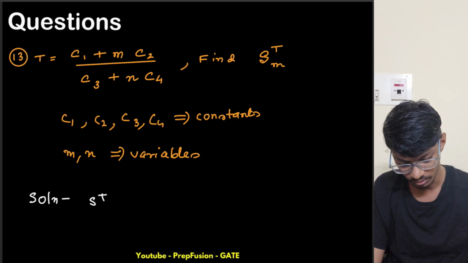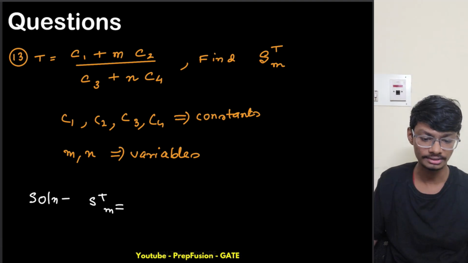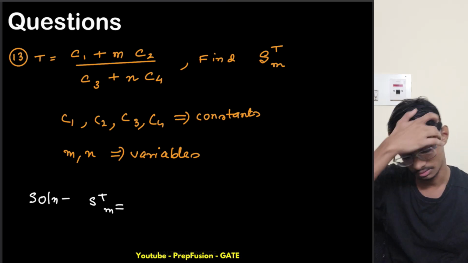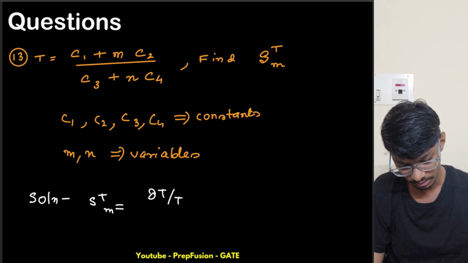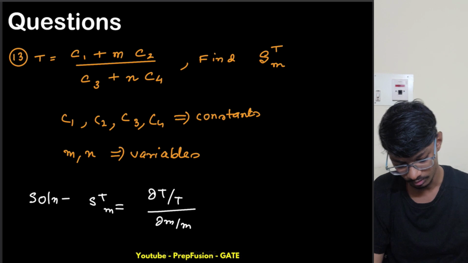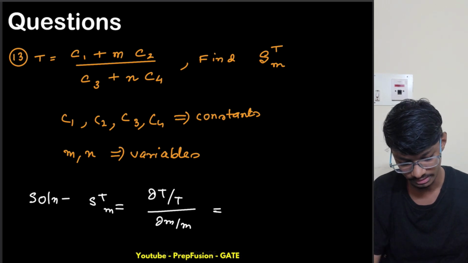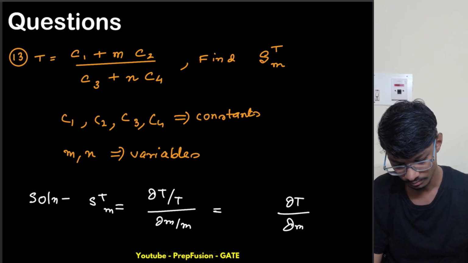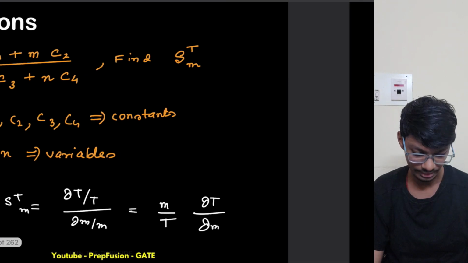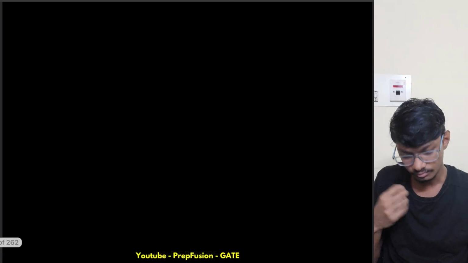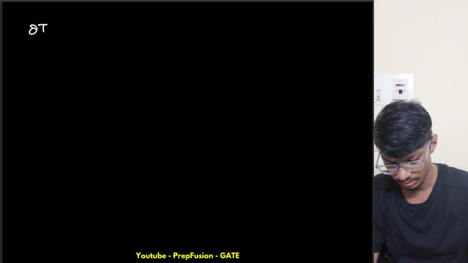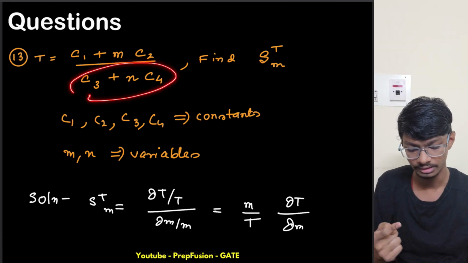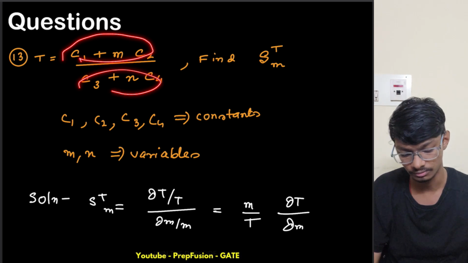Simply write the formula again. I'm doing this slowly, but once you get the gist of it, you should do it in a fast manner. So this is delta T upon T by delta m upon m, which is delta T upon delta m times m by T. So what is delta T upon delta m? Again this is in u by v form, so the denominator will be whole squared, and the differentiation of the numerator multiplied by the denominator, with respect to m.